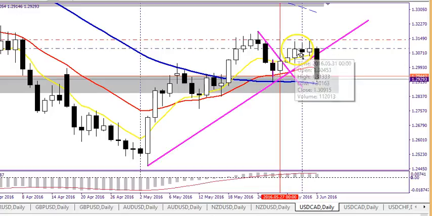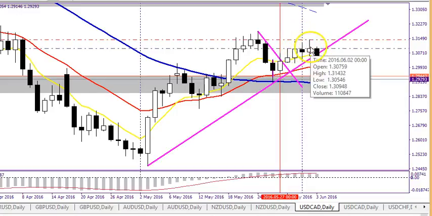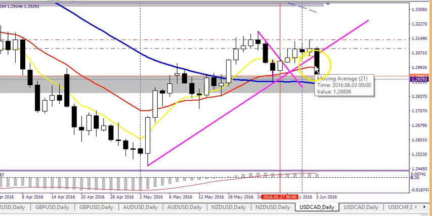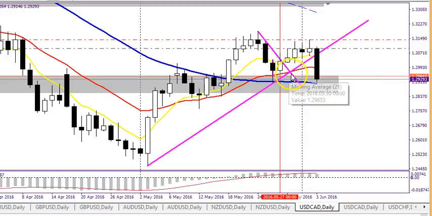a trade right here would not have really given you anything. In fact, it just came right back. It would have been flat until Friday, and maybe would have given you a loss.